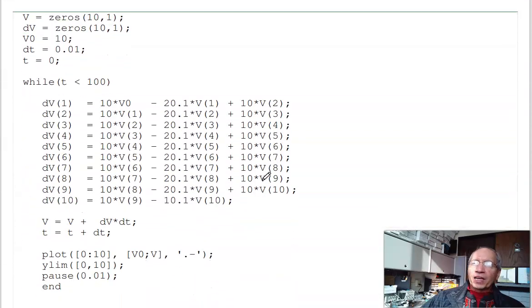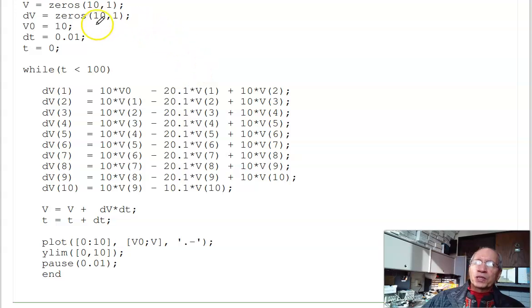In Matlab, I can then solve for the voltages. I'm actually going to use an array in this case to save some time. I've got the node voltages, V1 through V10. The differential equation at node 1 is 10V0 minus 20.1 V1 plus 10V2. The index goes up all the way through 9. The 10th node is the oddball. That's a little bit different because there's only one 1 ohm resistor attached to it. Once I know the voltages, I know how the voltage is changing. Move forward in time 10 milliseconds and repeat for 100 seconds.